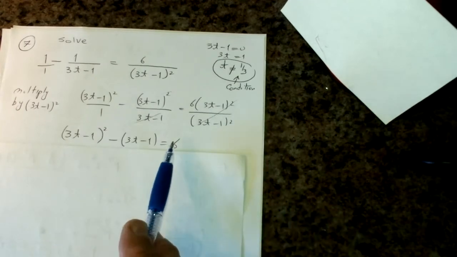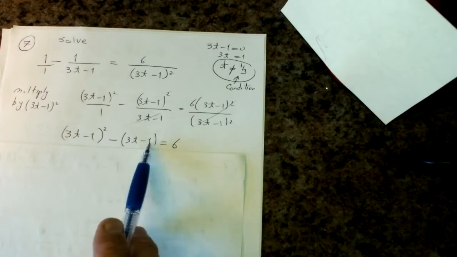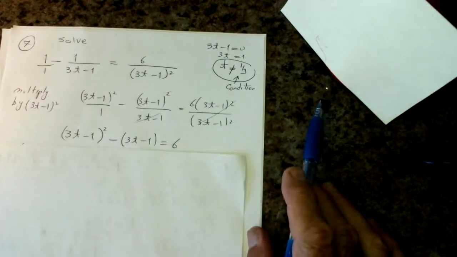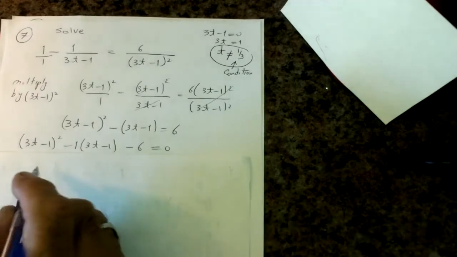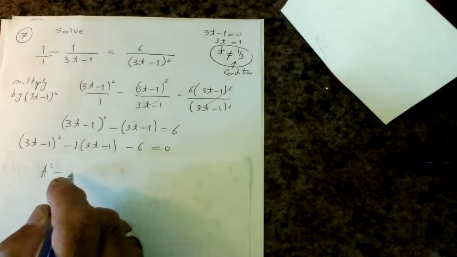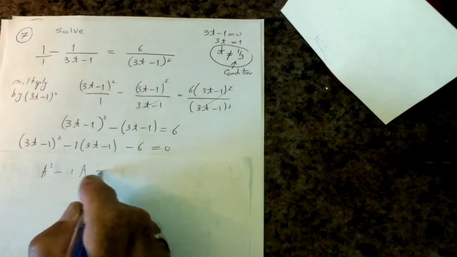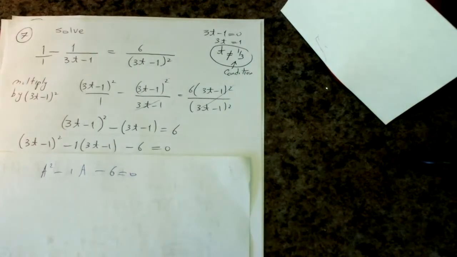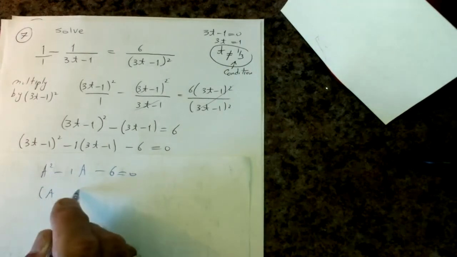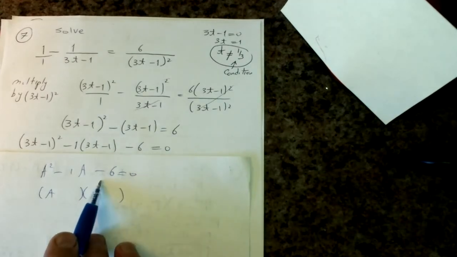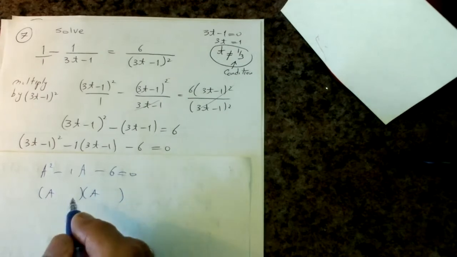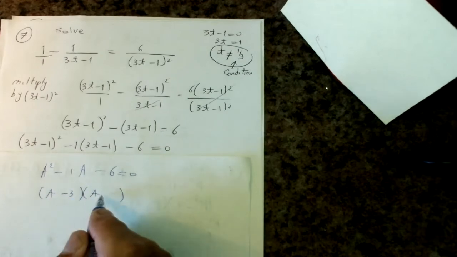To solve the equations, we should always have everything on one side and set it equal to 0. We do that. So this is very similar to this. Look, A^2 - A - 6 = 0. How do you factor this? You put A on each, and you find two numbers whose multiplication is -6, and when you add, the sum is -1, so it will be -3 plus 2.